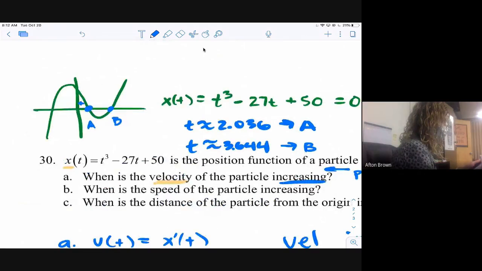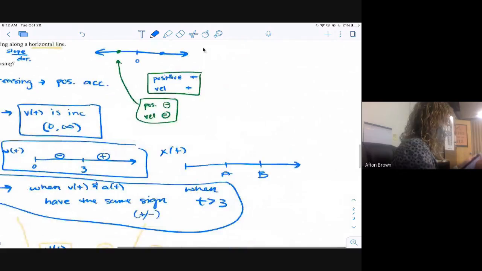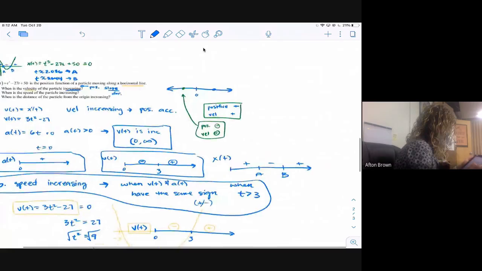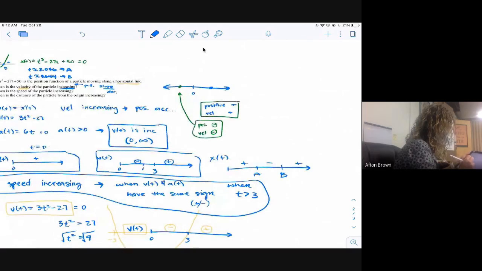I can use the graph. Notice the graph, it was positive, negative, positive. It was above, below, above, so I don't have to plug anything in. If it has positive position, it's to the right. So we wanted it to have the same sign. Let's see, A was 2, so A falls about here. And B is just bigger than 3, so B falls about there.